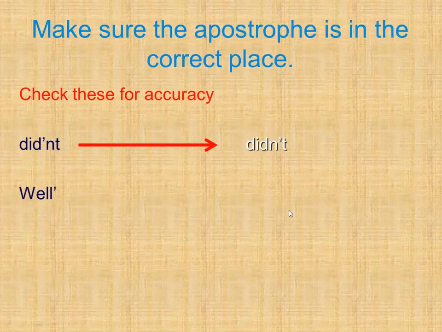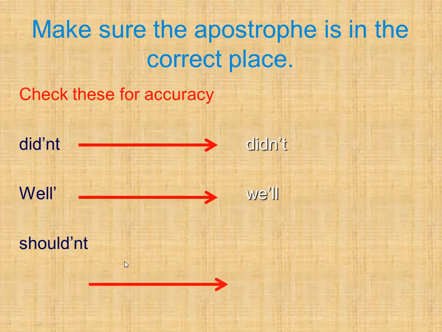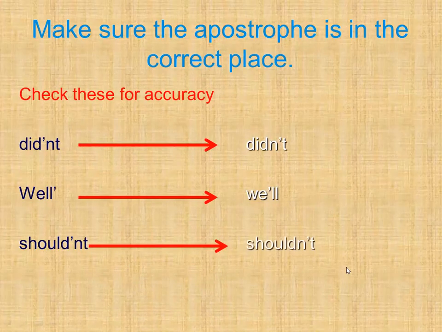Well, is this what we want to write it as? Nope. We want to write it as we'll, which is the contracted form of we will or we shall. Shouldn't, again, what is the mistake here? Apostrophe is being used before N. We want to put it before the last letter, which would be T. So the right form of it would be this.